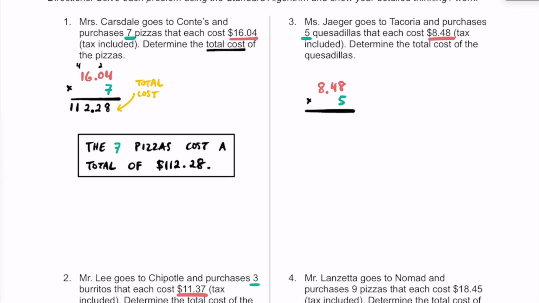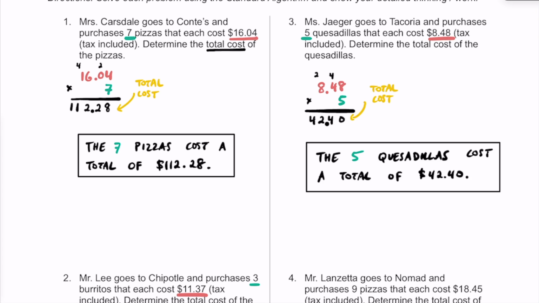5 times 8 is going to be 40. Let's carry the 4. 5 times 4 is 20 plus the 4 is 24. Carry the 2. 5 times 8 is going to be 40 plus the 2, so that's going to be 42. So let's go ahead and put the decimal place where it belongs. And so the product here, or the answer to a multiplication problem, is going to be our total cost of the 5 quesadillas. Altogether, the 5 quesadillas are going to cost $42.40.